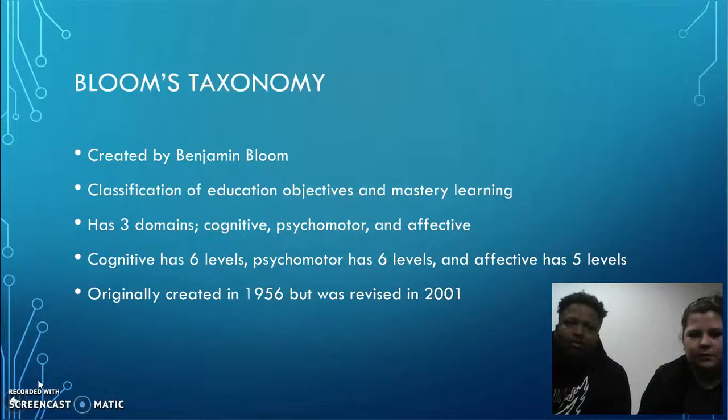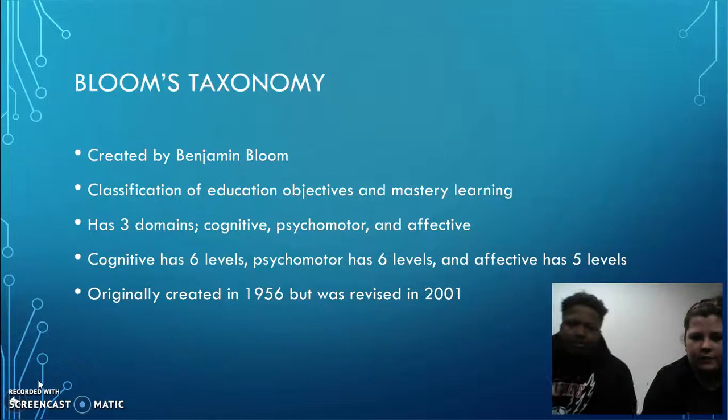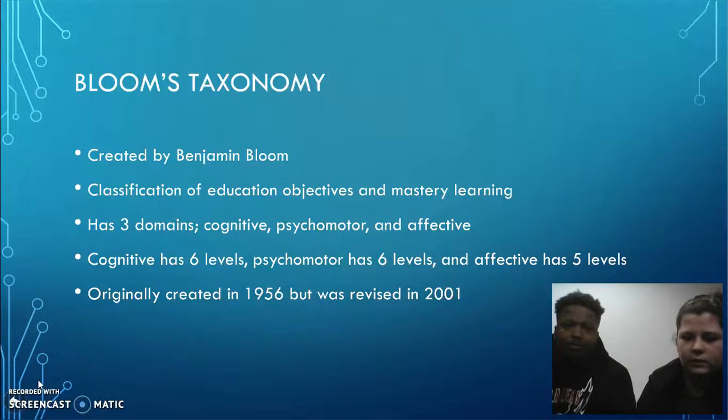Bloom's taxonomy was created by Benjamin Bloom, but other people played into the creation of it. It wasn't just him. It was the classification of education objectives and mastery learning. It has three domains: cognitive, psychomotor, and affective. Cognitive has 6 levels, psychomotor has 5 levels, and affective has 5 levels. Originally created in 1956, but was revised in 2001 by Lauren Anderson.